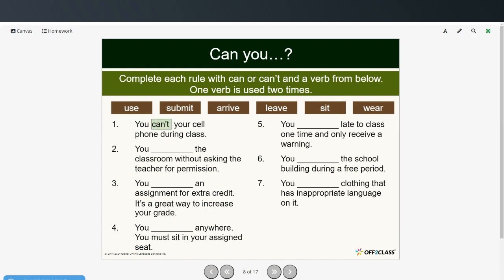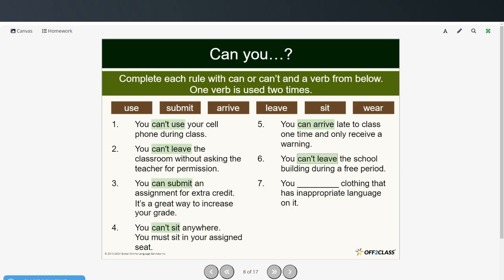Okay, so number 1, you can't use your cell phone during class. You can't leave the classroom without asking the teacher for permission. You can submit an assignment for extra credit. It's a great way to increase your grade. You can't sit anywhere. You must sit in your assigned seat. You can arrive late to class 1 time and only receive a warning. You can't leave the school building during a free period. And you can't wear clothing that has inappropriate language on it.